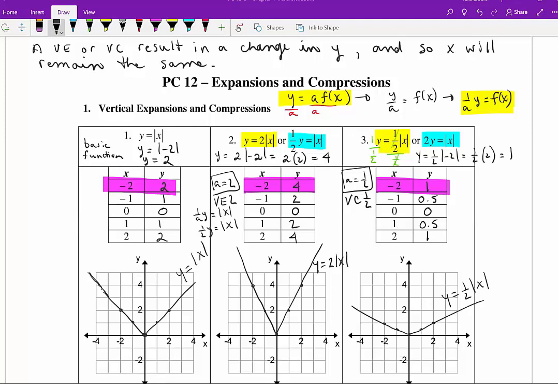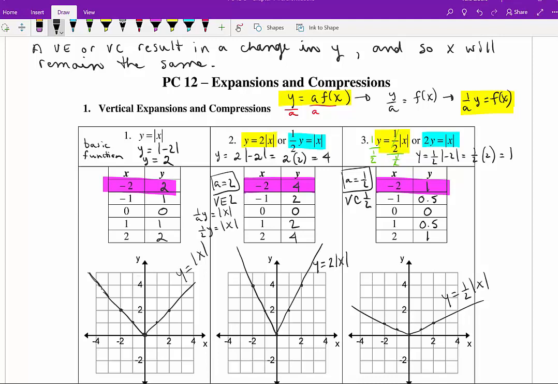Okay, so when it's in this form where 1/a is applied to the y, then your a is in the denominator, and that tells you whether you're going to have a vertical expansion or a vertical compression. So if you have 1/2 y, then a equals 2. That means that you have a vertical expansion by a factor of 2.